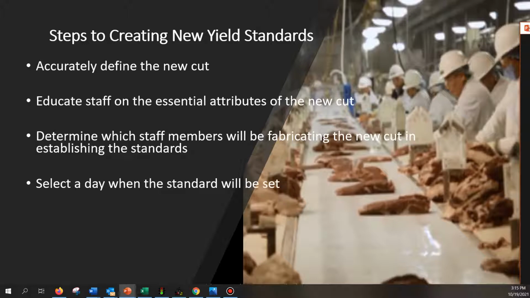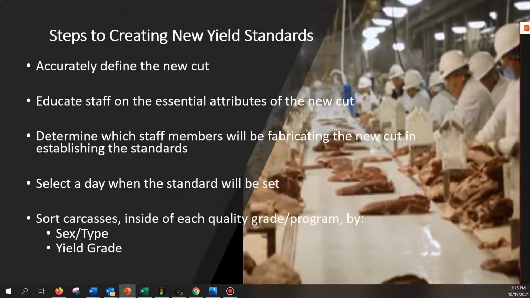You want to select a day when the standards will be set. And then you want to go ahead and sort carcasses inside each quality grade and program by sex, type, and yield grade. This allows you to actually derive those standards in the actual process of fabrication.